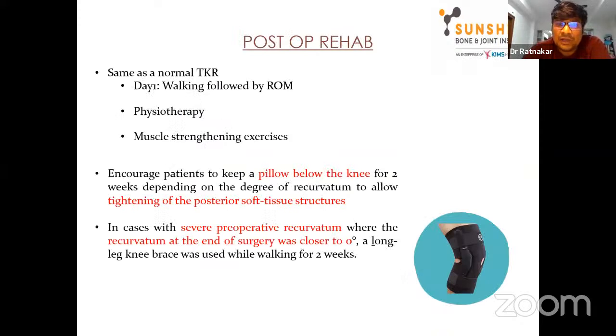Postoperatively, you have to keep a pillow below the knee joint. Like I said, this is in contrast to your flexion deformities, where we used to say no pillow under the knee joint. Here you want to intentionally keep a pillow under the knee joint so that you will end up with some amount of flexion deformity in the next couple of days. And in cases with severe preoperative recurvatum, where the recurvatum at the end of the surgery was closer to 0 degrees, a long knee brace can be used while walking for 2 to 4 weeks.